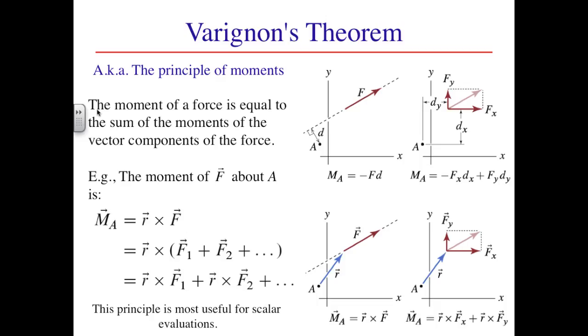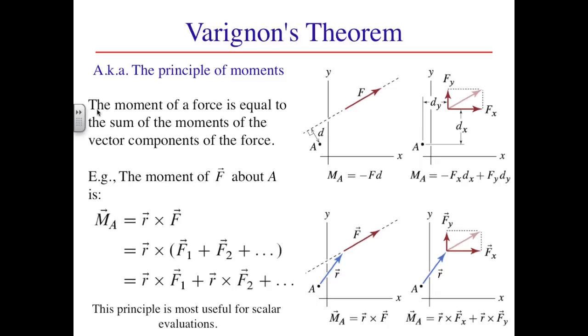In the upper left-hand corner, we have a force vector whose line of action is inclined at some angle relative to the xy plane. If we are evaluating this moment using the scalar approach, it can take some effort to identify the perpendicular distance d between the point of interest A and the line of action of F. If instead we first decompose F into its x and y components, the distances dx to Fx and dy to Fy are more easily identifiable. We can then evaluate the scalar components separately and add them together.